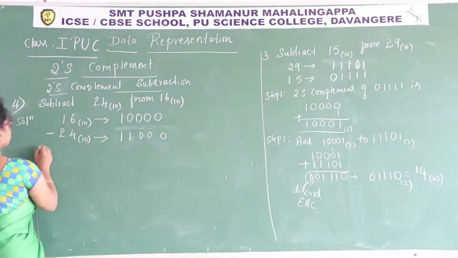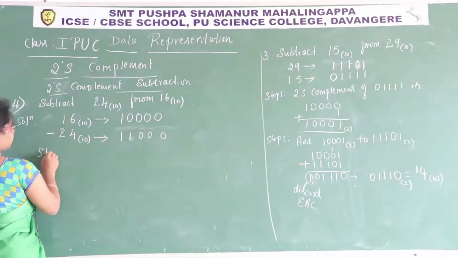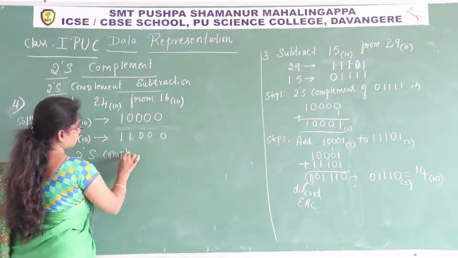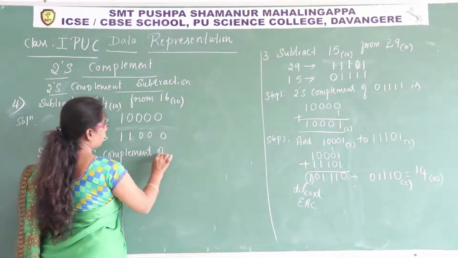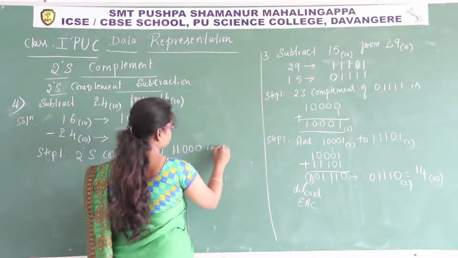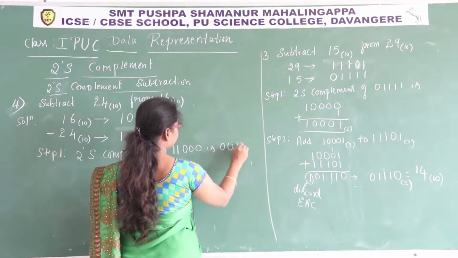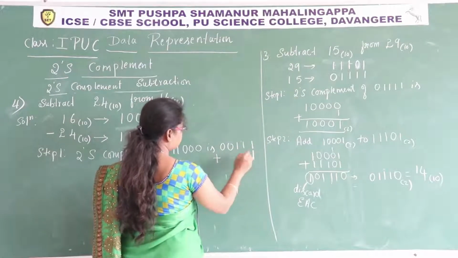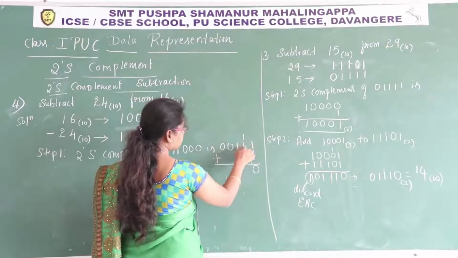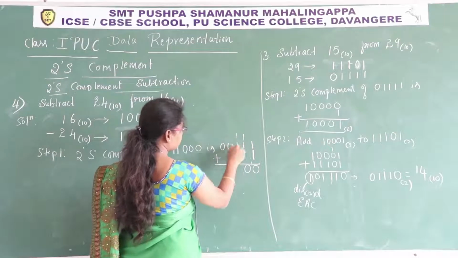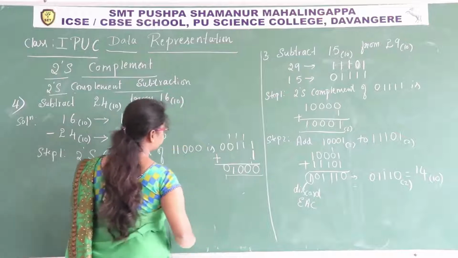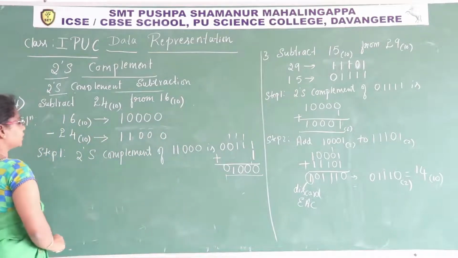Next, step 1: 2's complement of 11000. First we take the 1's complement of the given number, plus 1. 1 plus 1 is 0 carry 1, 1 plus 1 is 0 carry 1, 1 plus 1 is 0 carry 1, 1 0. So this is the 2's complement of the given number.